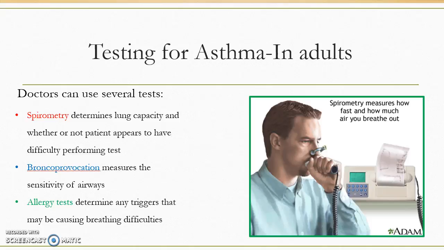Testing for asthma in adults is a little bit easier as doctors can use several tests. Spirometry determines the lung capacity and whether or not the patient appears to have difficulty performing the test. Bronchoprovocation measures the sensitivity of the airways, and allergy tests determine any triggers that may be causing breathing difficulties.